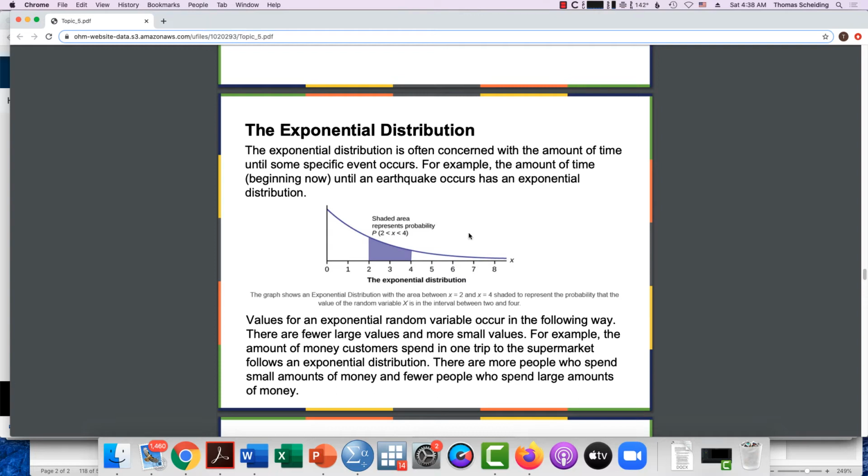And so that's what you see here in the exponential distribution. What I'm seeing here is that events are happening, and I want to know how much time happens between them.